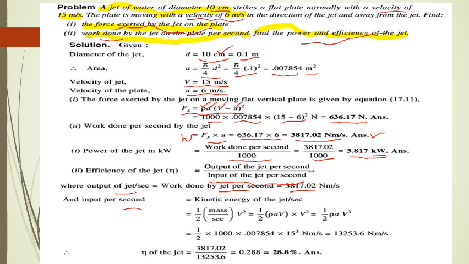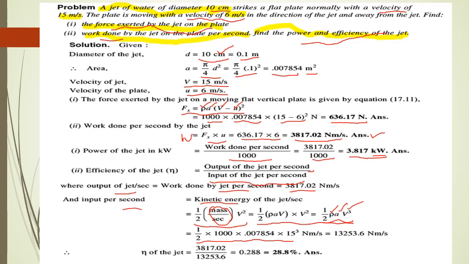Input means kinetic energy. Formula for kinetic energy is half into mass per second v square. We know mass per second is rho a v. Substituting the values, 1 by 2 into rho a v into v square, we get half into rho a v cube. Kinetic energy, that means input power, is half into rho a v cube. We know the value of rho, a and also v. Substituting the values, we get 1 by 2 into 1000 into 0.007854 into 15 cube.